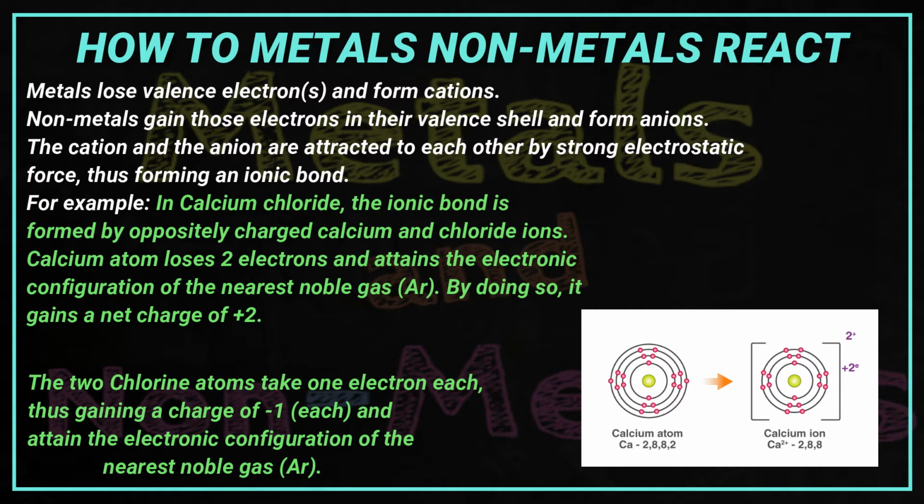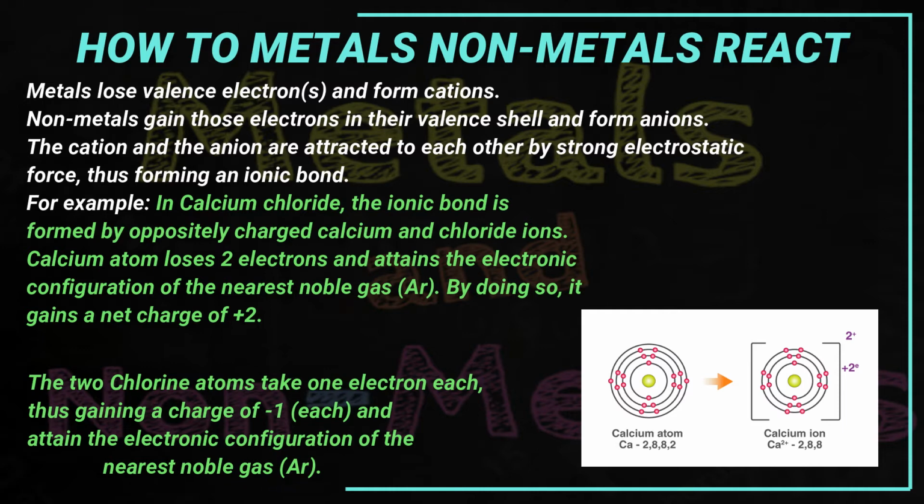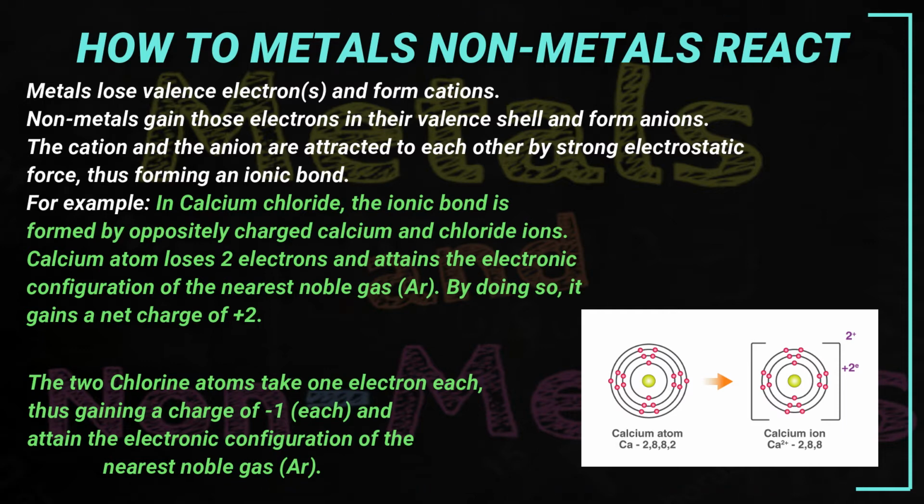Calcium atom loses 2 electrons and attains the electronic configuration of the nearest noble gas, Ar. By doing so, it gains a net charge of +2. The 2 chlorine atoms take 1 electron each, thus gaining a charge of -1 each, and attain the electronic configuration of the nearest noble gas, argon.